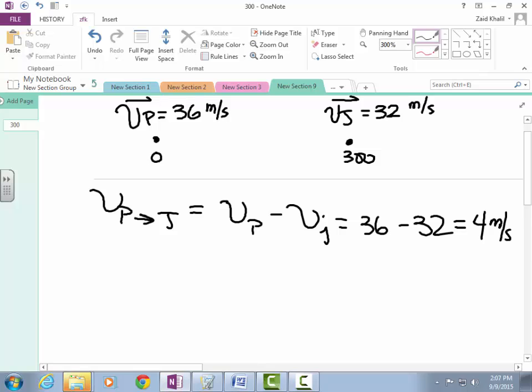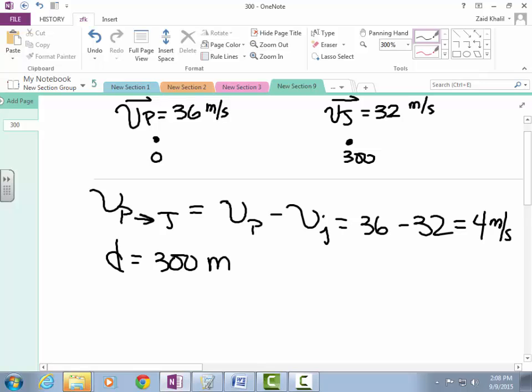So what happens is that here's Jim. He's looking at the cop in the rearview mirror, and he sees the cop go 4 meters per second. How far does the cop travel? What's the displacement of the police officer? 300 meters, right? So the displacement of the police officer in that frame of reference is 300 meters.